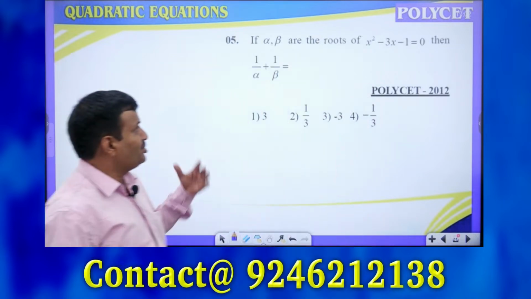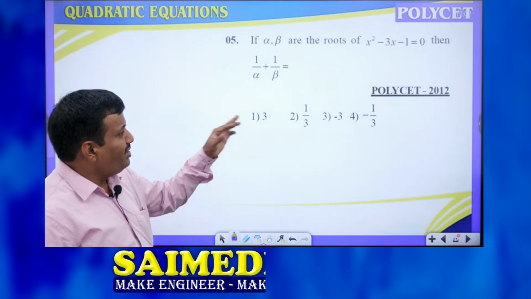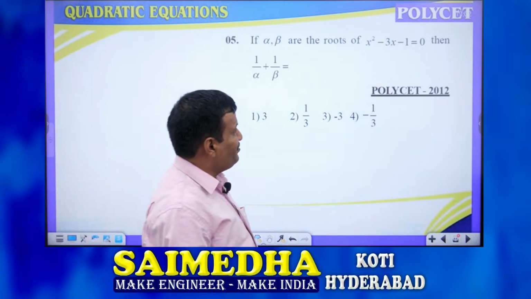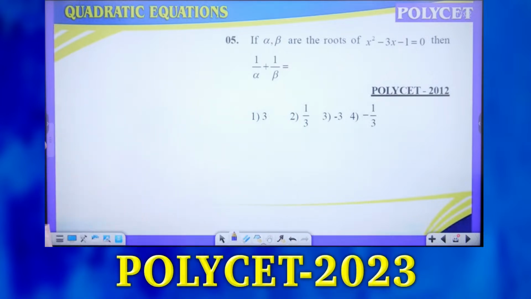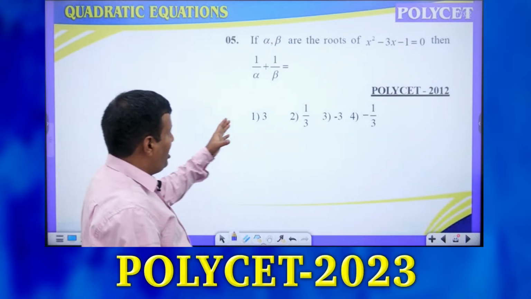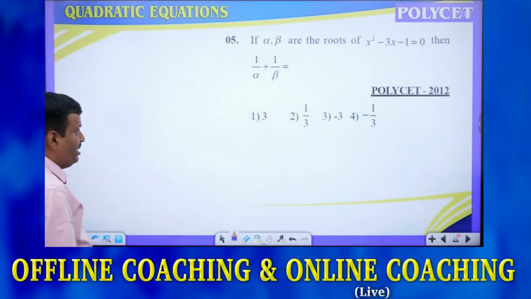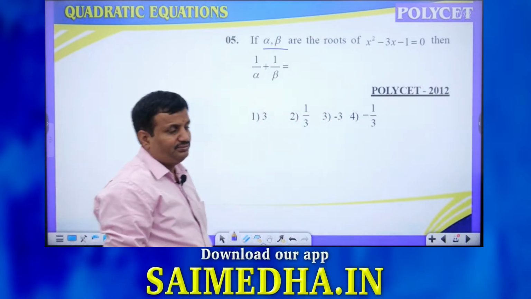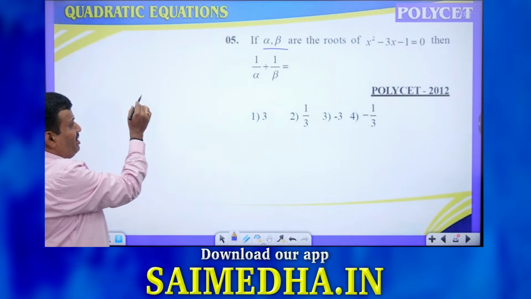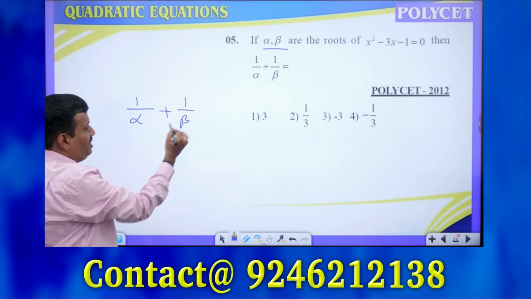Yeah, coming to our next question here. If alpha and beta are the roots of the equation x square minus 3x minus 1 equal to 0. These are all a few previous Polycet questions here. What is 1 by alpha plus 1 by beta? Alpha and beta are the roots of the equation. Okay. 1 by alpha plus 1 by beta.